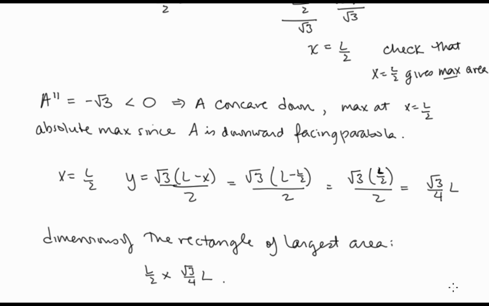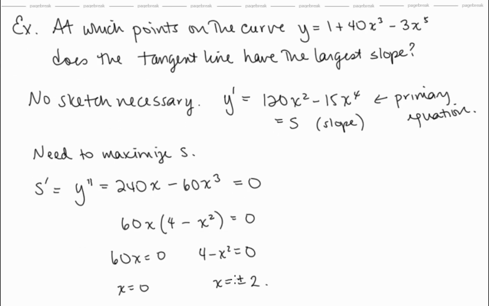Let's take a look at another. At which points on the curve y equals 1 plus 40x to the third minus 3x to the fifth does the tangent line have the largest slope? The largest slope. We need to find a formula for slope and maximize it.